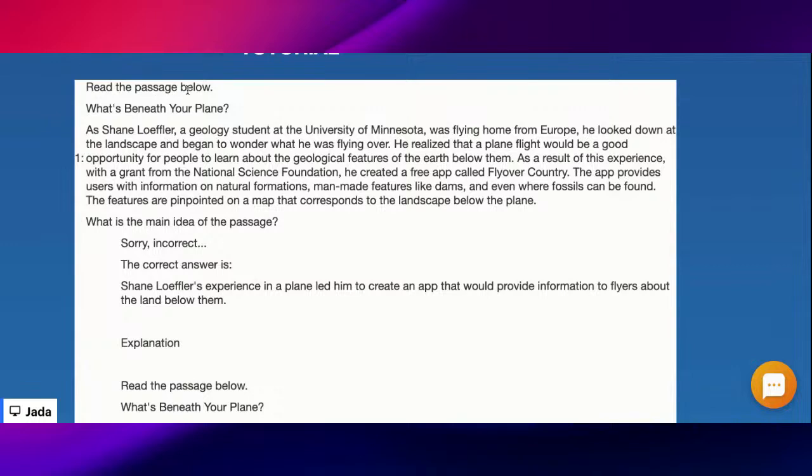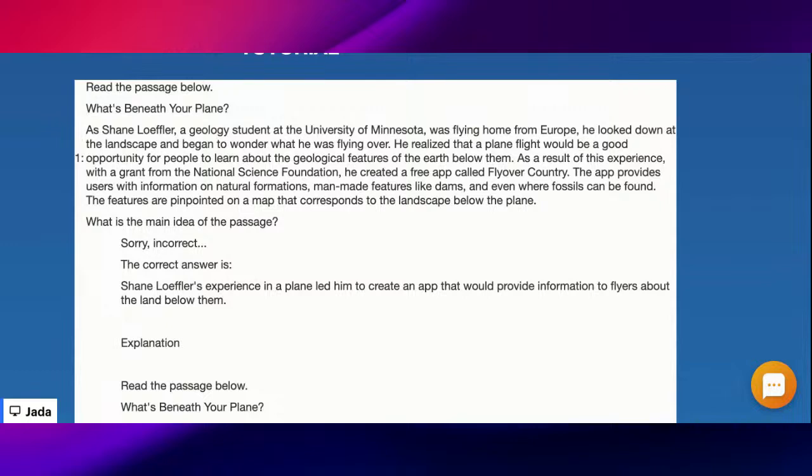It says, read the passage below. What is beneath your plane? As Shane Liufa, a geology student at the University of Minnesota, was flying home from Europe, he looked down at the landscape and began to wonder what he was flying over. He realized that a plane flight would be a good opportunity for people to learn about the geological features of the earth below them.